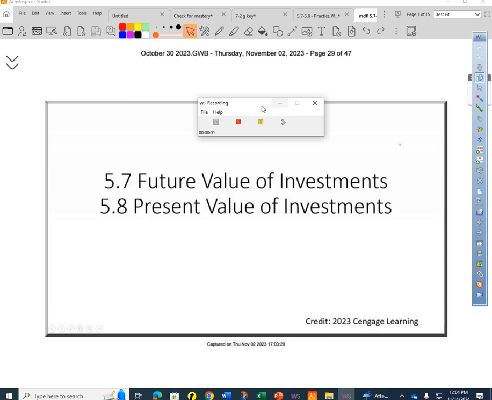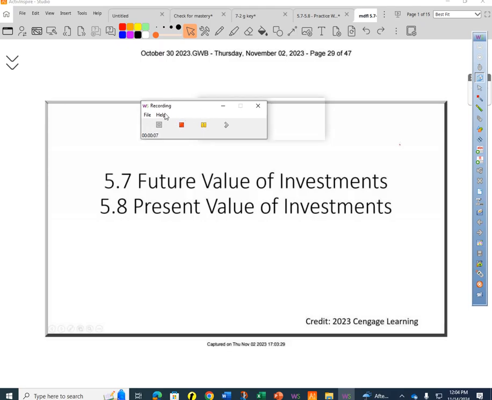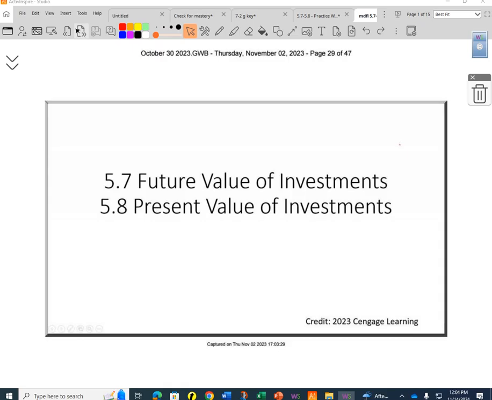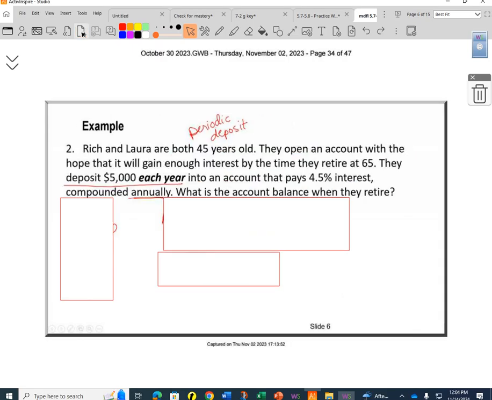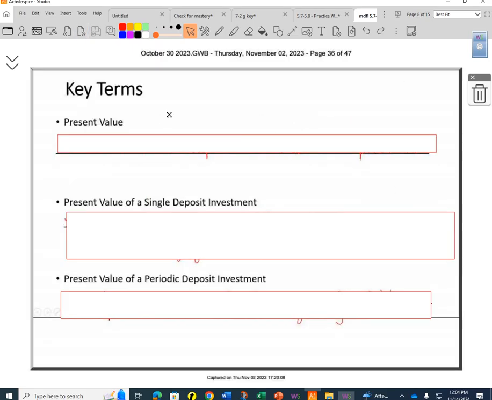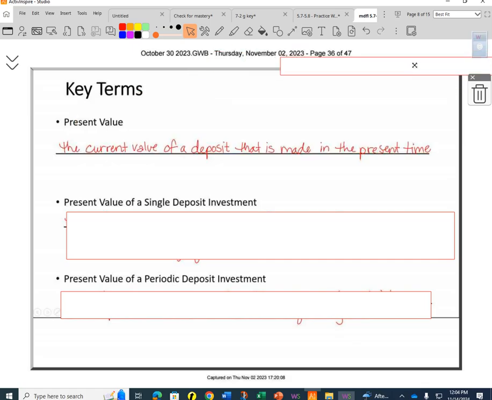Of course, we're going to be learning how to use a formula to find how much we need to deposit so that we have a certain amount of money at the end of a designated period of time. So today we're going to be talking about present value. Present value means the current value of a deposit that is made in the present time.